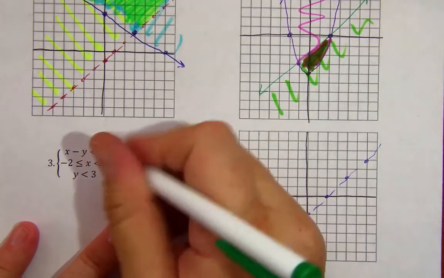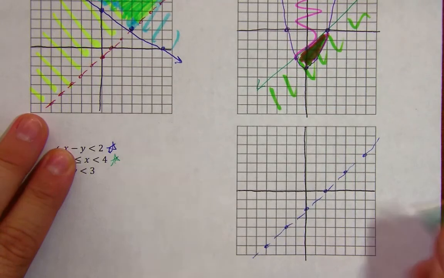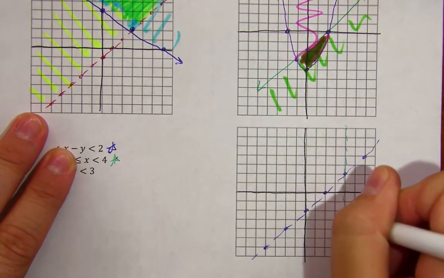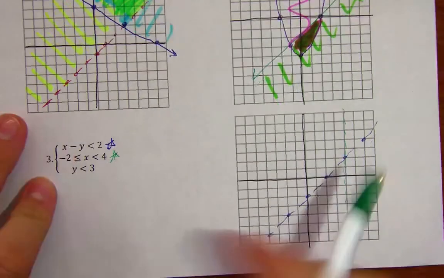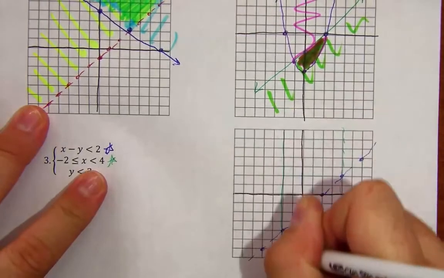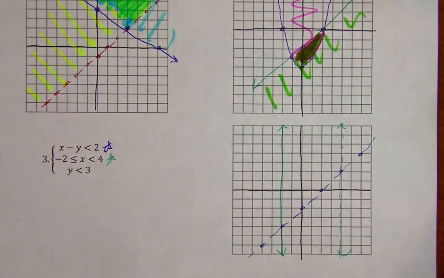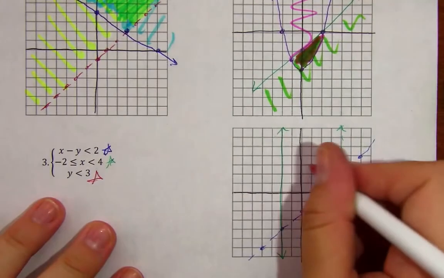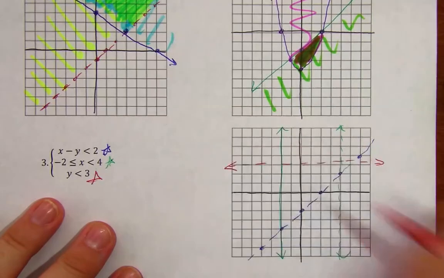And then this one right here, we have x is less than 4. So at 4 we have a vertical dashed line. And then at x is greater than or equal to -2, so we have a solid vertical line there. And then we have y is less than 3, so we have a dashed line through there.